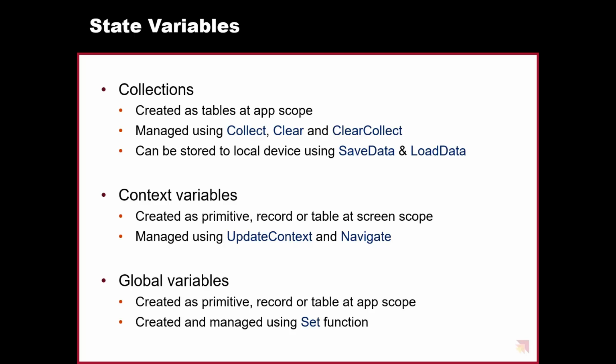Note that collections also allow you, if you're working on mobile devices, not only to store state in records, but to be able to persist into some type of storage. And for mobile devices, it's the type of storage that mobile devices can write into, and then they're able to load data back in. Now, two other types of variables are context variables, which are local to a screen, and then global variables, which we create, which are application-wide.